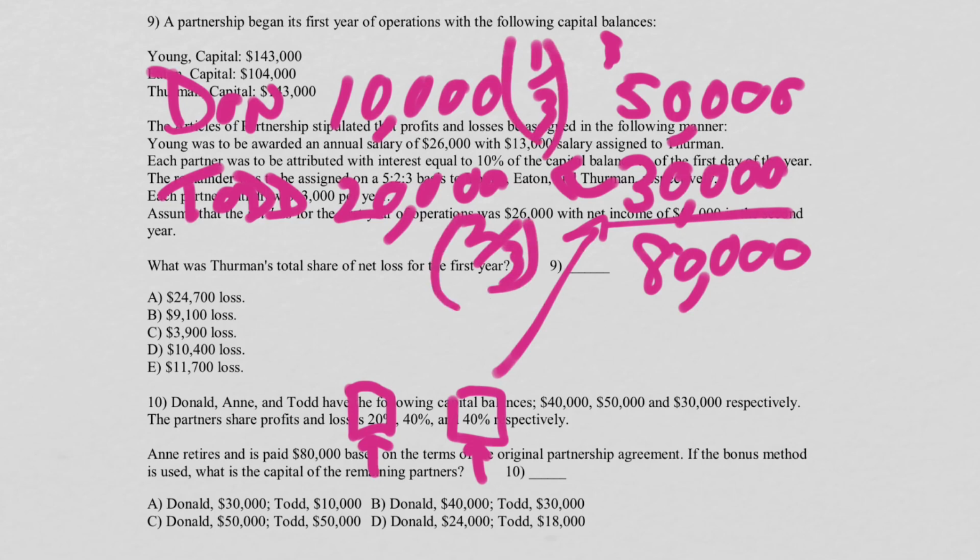So let's see, Don's capital account went from 40 to 30. That looks like A. Todd went from 30 down to 10. That looks like that. And that looks like A. So A's got the right answer, and we're done. Phew. All right. Call it a night.